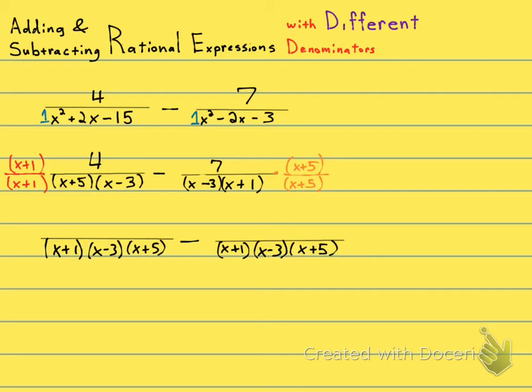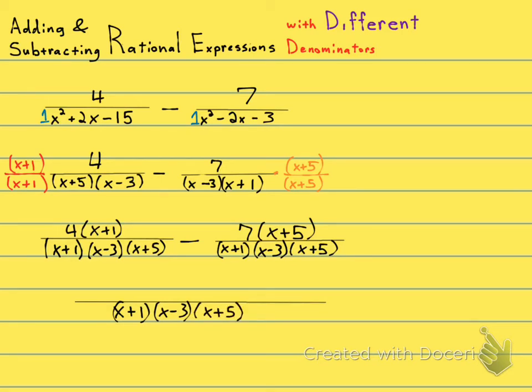Now my numerator on the left is going to be 4 times x plus 1. And my numerator on the right is going to be 7 times x plus 5. All right, let's put them together, all as one fraction, all over this common denominator of x plus 1, x minus 3, and x plus 5. I'll go ahead and distribute.